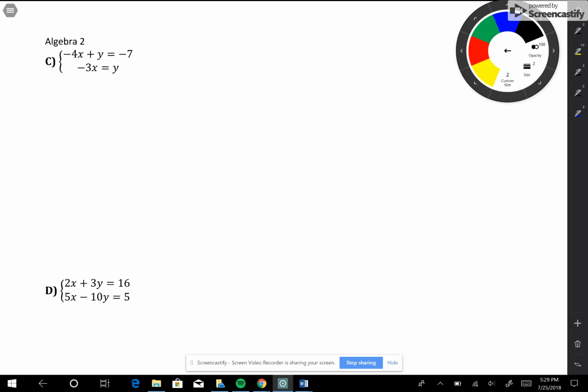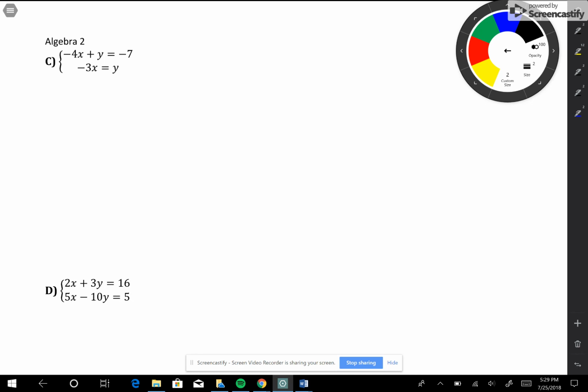Okay, we're back with our last two examples of using elimination to solve a system of two linear equations. So I'm going to jump in on letter C here, which has the equations negative 4x plus y equals negative 7. That one looks good. That's in standard form. And then I have negative 3x equals y. This second equation is not in standard form.